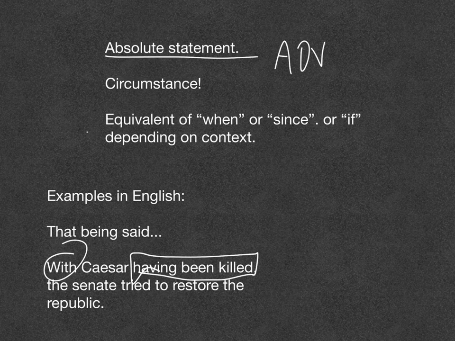I just wanted to, in English, give you this example so that we can talk for a second about what that means. The fact that Caesar was killed gives you the circumstance under which the Senate tried to restore the Republic. You can almost replace it with "since Caesar was killed, the Senate tried to restore the Republic," or "when Caesar was killed, the Senate tried to restore the Republic." It is the circumstance under which the Senate tried to restore the Republic, Caesar being a tyrant. So let's go to the next slide and we'll start looking at these in Latin.